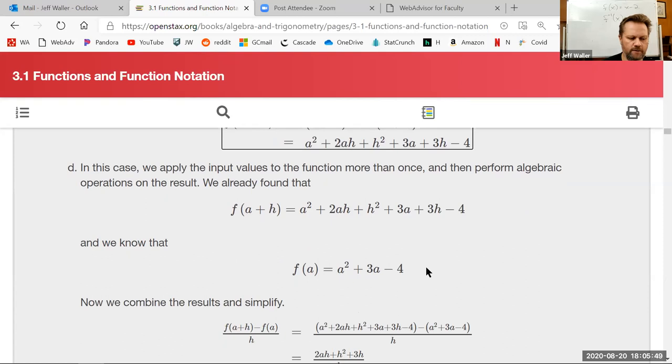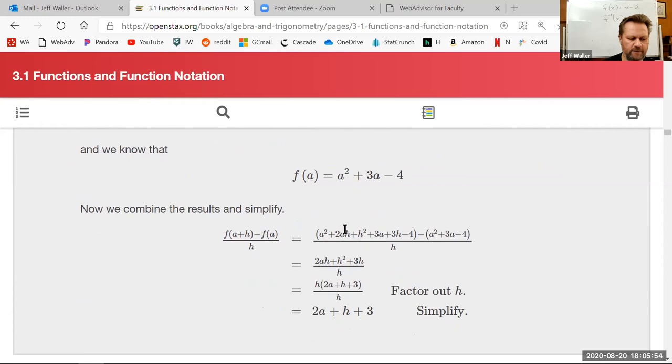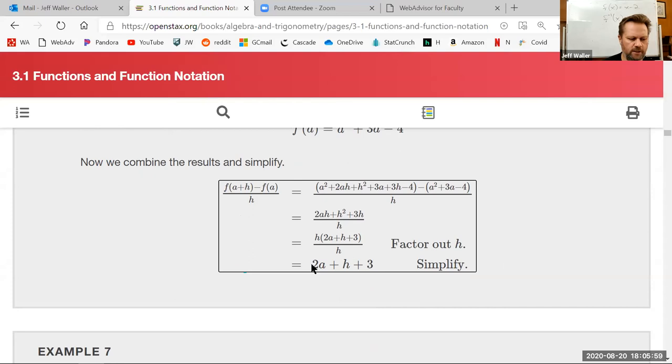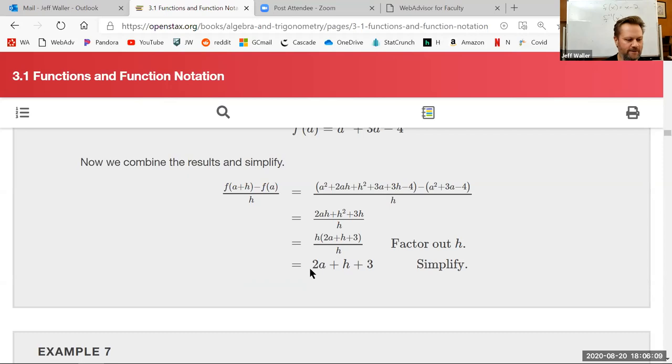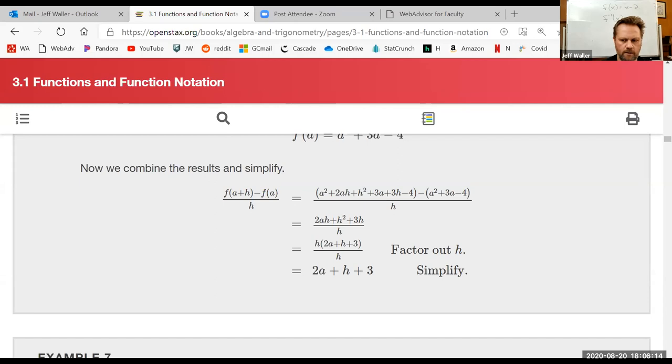So here we have, you already did this, and now you just have to subtract them. And a lot of stuff should have canceled, and then the h should cancel. So did anybody manage to make it all the way to the bottom? Oh, I thought you were supposed to put h into f first, like what you did with a.